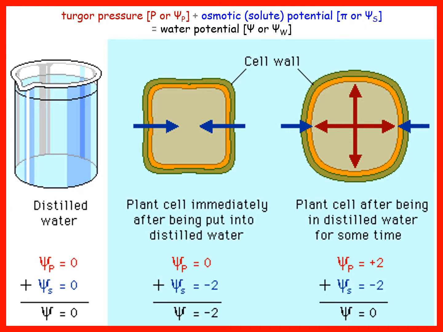Here's an example where in distilled water you've got a water potential that is equal to 0. When you put a plant cell immediately into distilled water, there's a higher water potential outside, so water moves into the plant cell by osmosis. As it keeps moving in, the cell contents push against the cell wall, and that increases the turgor pressure until the turgor pressure is the same as the osmotic potential and no more water can move in by osmosis.